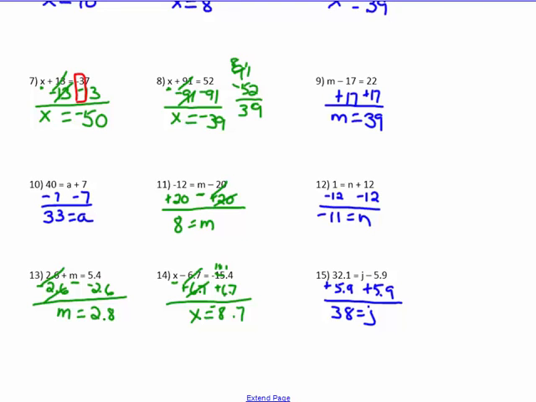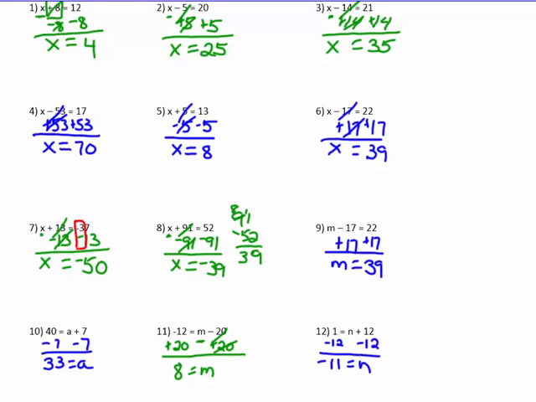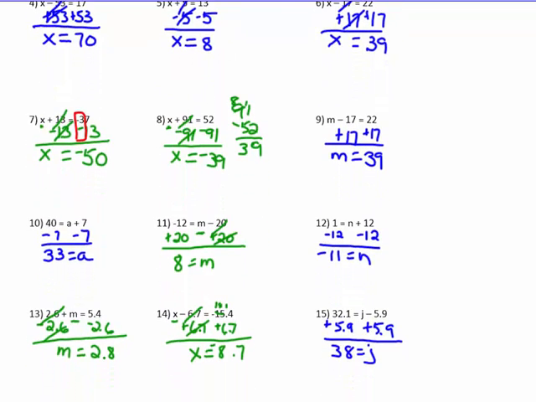Okay, so let's see how you did. I'm going to scroll back up here. So I did the ones that we didn't do together in blue. So for number 4, you should have gotten x equals 70, 5 is x equals 8, 6 is x equals 39. 9 is m equals 39. Notice 6 and 9 were the exact same problem. All I did was change the variable, but the process is the same. For number 10, 33 equals a, 12, negative 11 equals a, and 15, 38 equals j.